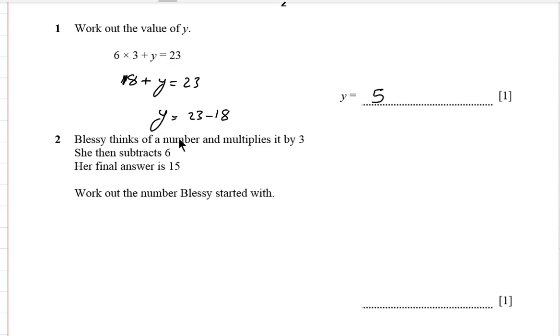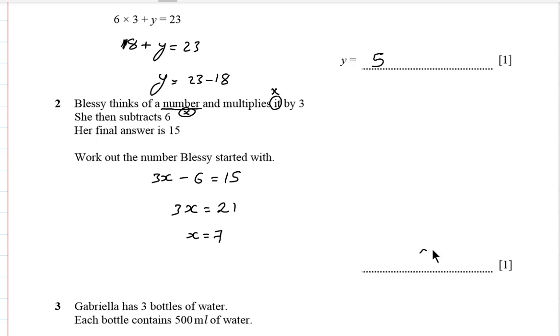Question 2. Think of a number and multiply it by 3. In this case, we can say that this number is x. Multiply x by 3, so we get 3x. And then subtract 6. The final answer is 15. Simply, we will move negative 6 to the other side with a positive sign to get 3x is equal to 15 plus 6, which is 21. Divide both sides by 3 to get x equals 7. So the number is 7.